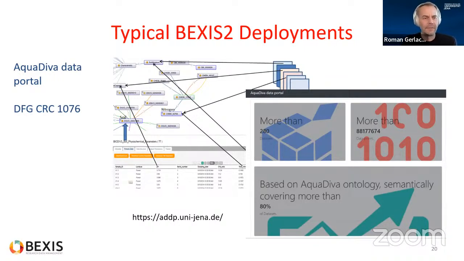And the third one I would like to show here is the CRC AquaDiva, which deals with, let's say, groundwater and biodiversity. And they also have their own instance running and also contribute a lot to the development, especially in the area of semantic annotation and enriching data sets. And there's a lot coming from this project.